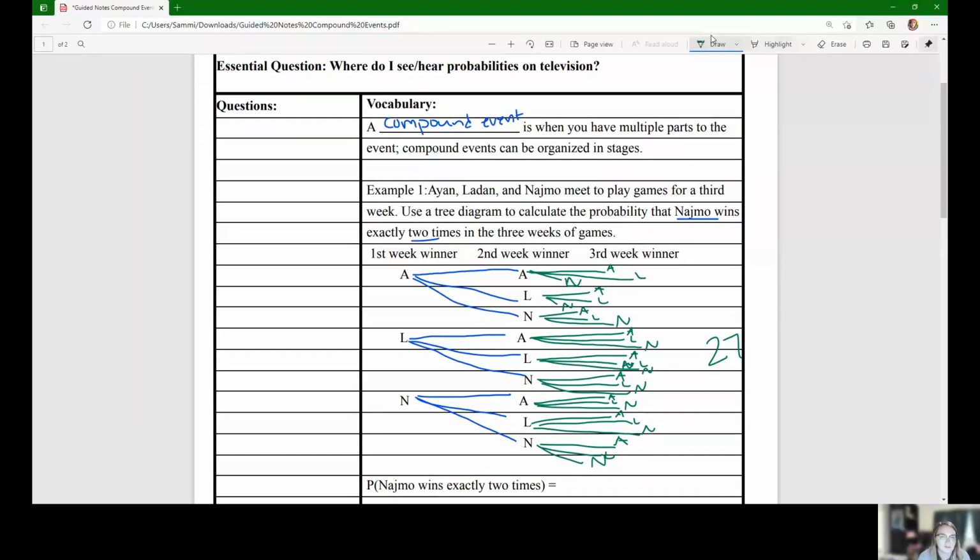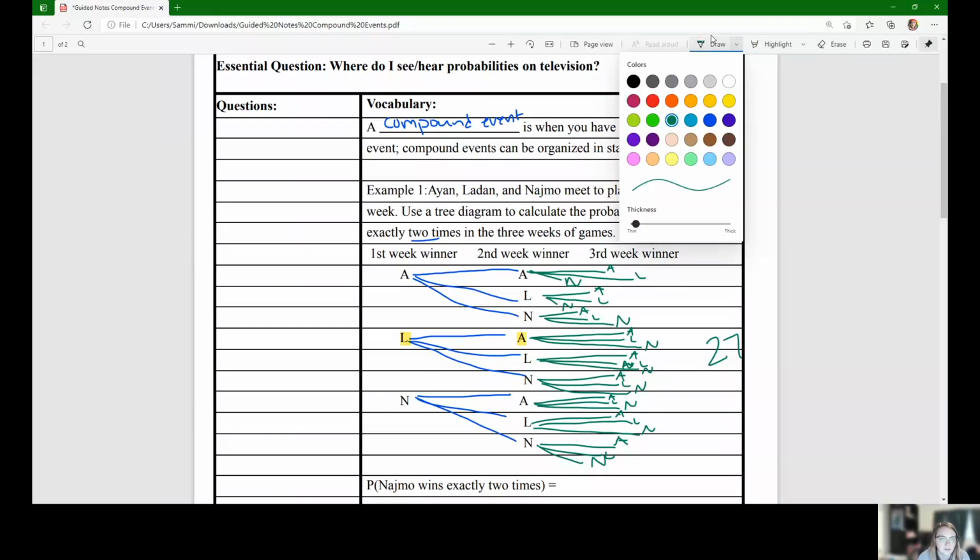So you can follow each of these. Let's get a highlighter out. It's like I can follow this from Ladon to Ion to Najmo over here. I can do Ladon, Ladon, Ladon. There's so many different ways to do this. So let's get a dark blue.